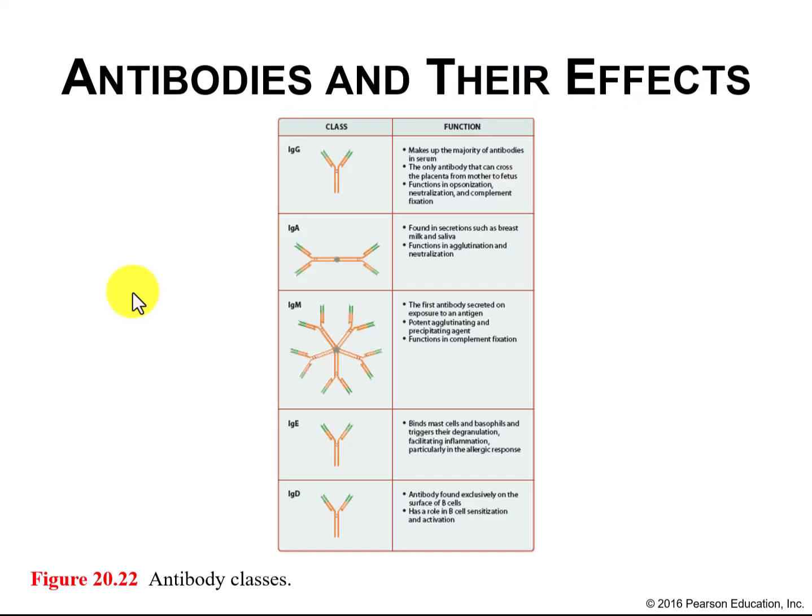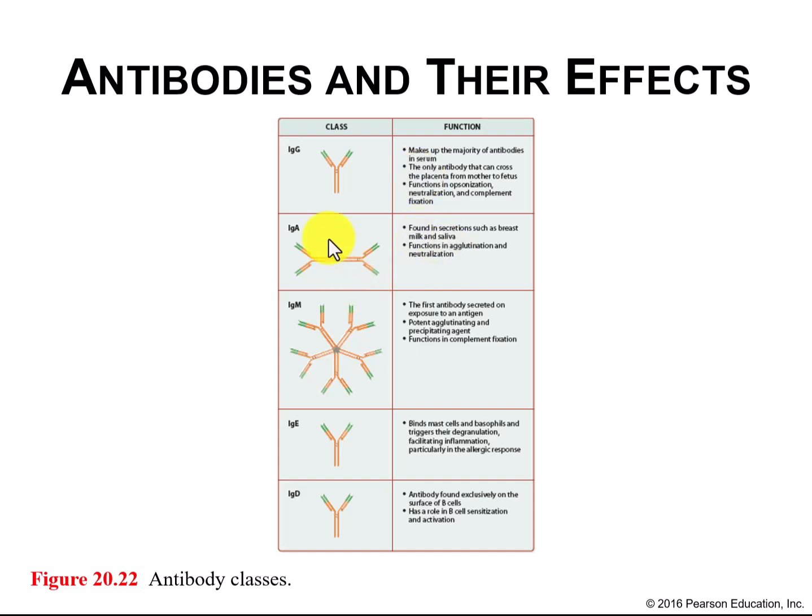So we have 5 classes of antibodies: IgG, IgA, IgM, IgE, IgD. IgG, IgE, and IgD are monomers. IgA is a dimer. IgM is a pentamer. IgG makes up most of our antibodies. It is the only antibody that can cross the placenta from the mother to the fetus, and it functions in opsonization, neutralization, and complement fixation.